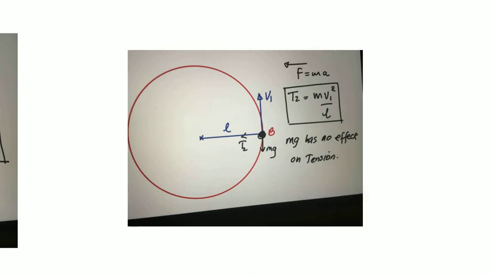Now, at the middle point, tension and mg are at 90 degrees. So mg does not help with centripetal force. Only tension can provide centripetal force. So T2, because tension is different now, is mv1 squared over L, with v1 because speed also keeps changing. So you can write F equals ma for this middle point, or middle height point.